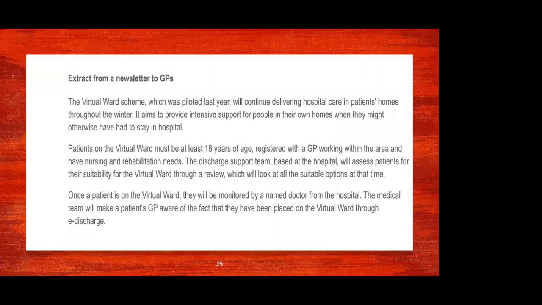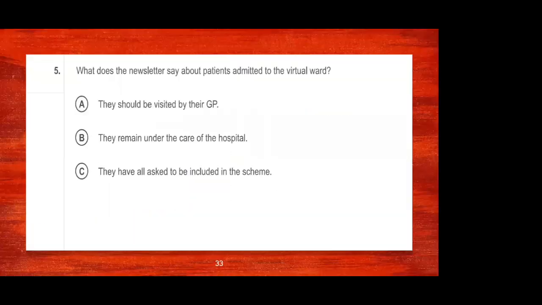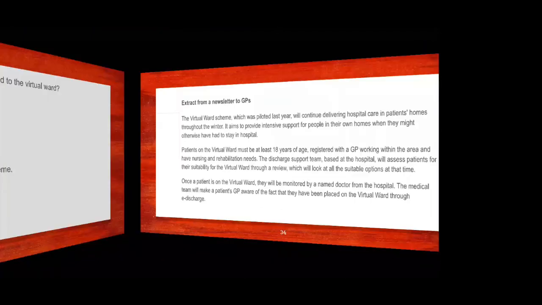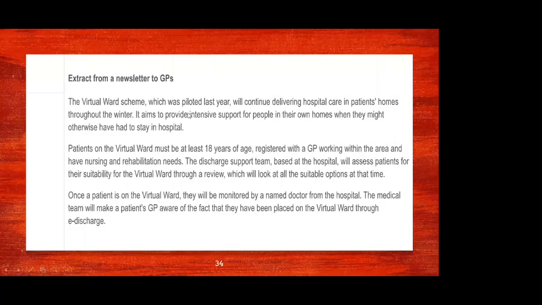Okay. Can you explain it again? Delete option C? No, B. How does it become under the care of the hospital? It is said patients remain under the care. Can you see that? Intensive care support for the people in their home, when they might otherwise have had to stay in the hospital. So virtual scheme means the same care that is received in the hospital is being provided for a patient in their own home.